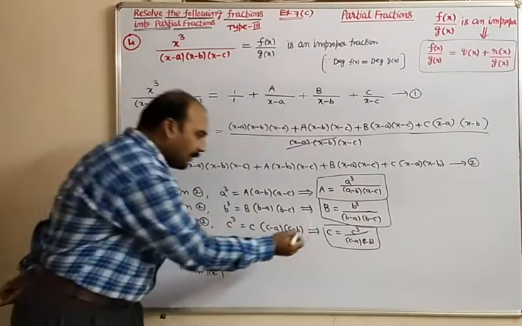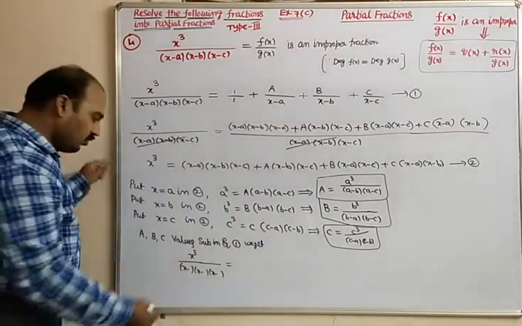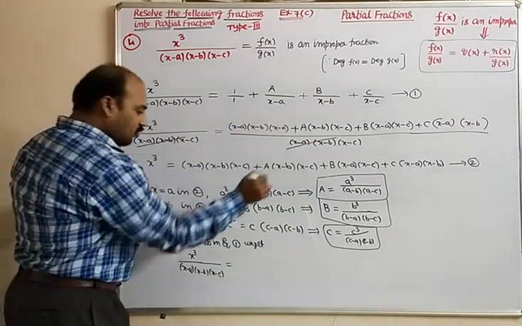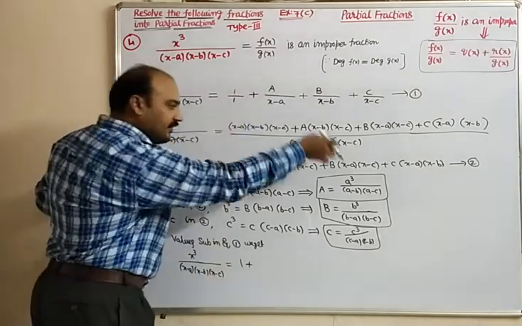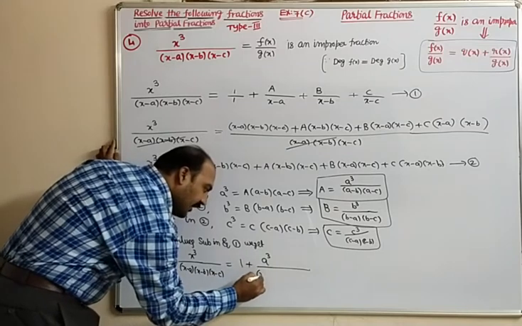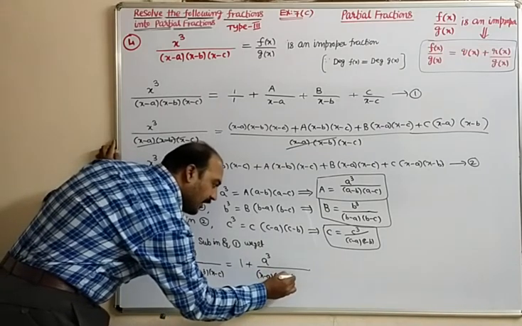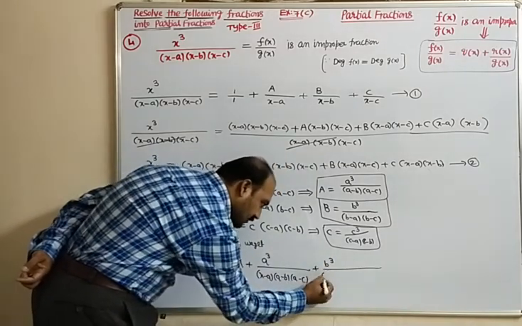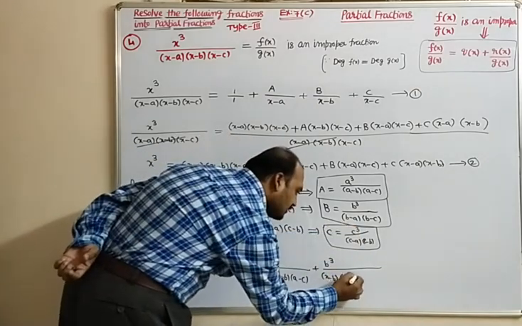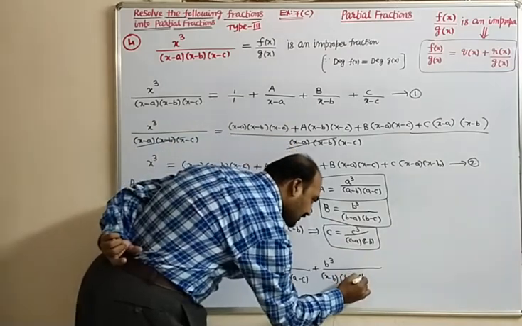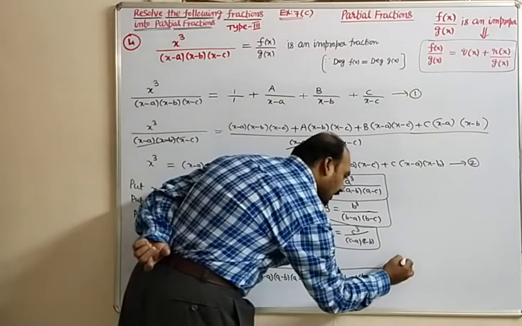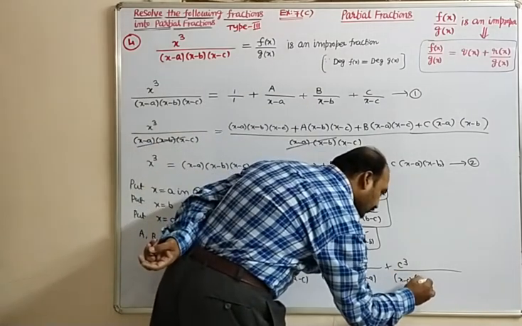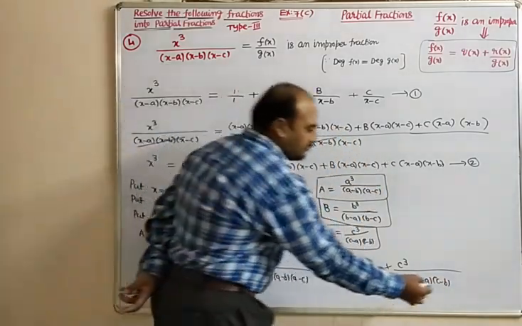Now, substituting the capital A, capital B, capital C values in equation 1, we get x cube divided by (x minus a)(x minus b)(x minus c) equals 1 plus a cube divided by (x minus a)(a minus b)(a minus c), plus b cube divided by (x minus b)(b minus c)(b minus a), plus c cube divided by (x minus c)(c minus a)(c minus b). Hence the result.